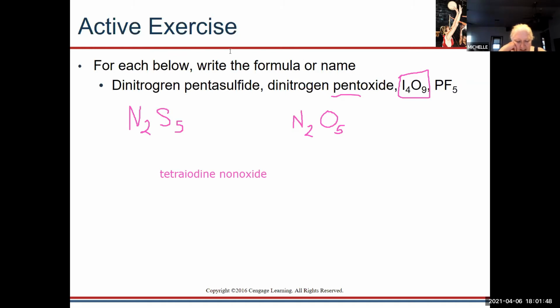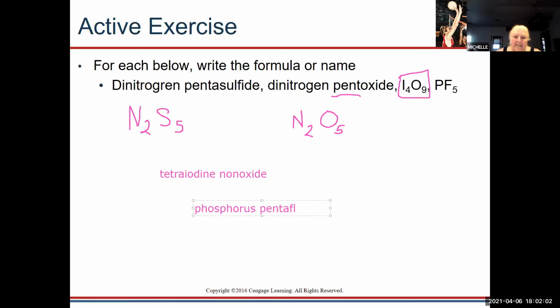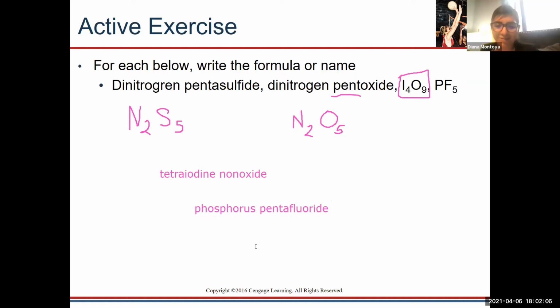What about this last one? Phosphorus. What's 5? Penta. Phosphorus pentafluoride. Okay. Are you guys good? Mm-hmm. Okay, good.